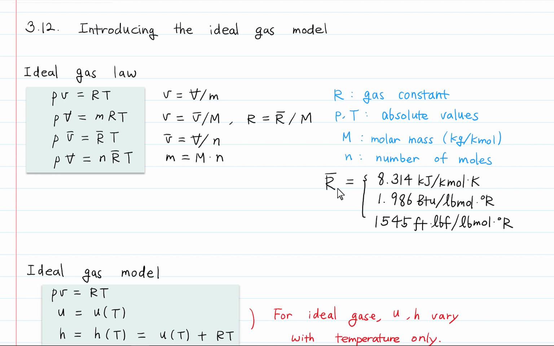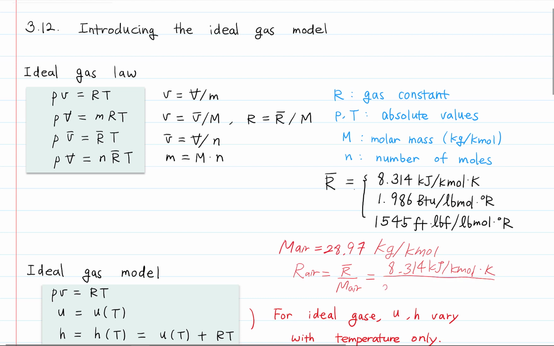So for example, we want to determine the gas constant of the air. Molecular weight for air is 28.97 kilogram per kilomole. So the gas constant of air is the universal gas constant divided by the molecular weight of air, 8.314 kilojoule per kilomole Kelvin, divided by 28.97. So this is the gas constant of air. So the gas constant depends on the molecular weight of the gas.